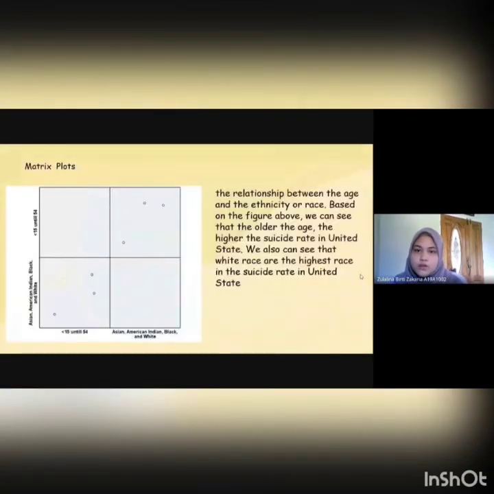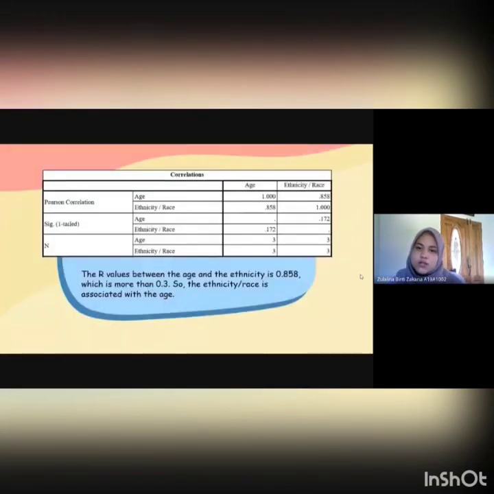Number 5 is theoretical modeling. Here we have the matrix graph. We can see the relationship between the age and the ethnicity or race. Based on the figure above, we can see that the older the age, the higher the suicide rate in the United States. Based on this graph also, we can see that the white race has the highest suicide rate in the United States. Next is the correlation table.